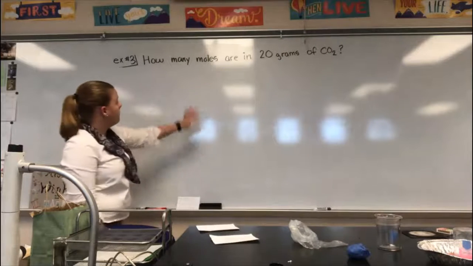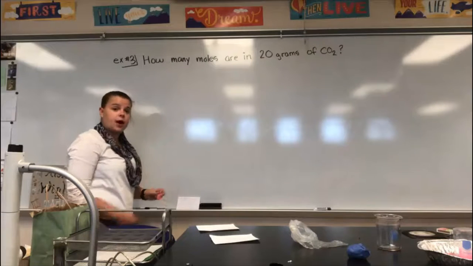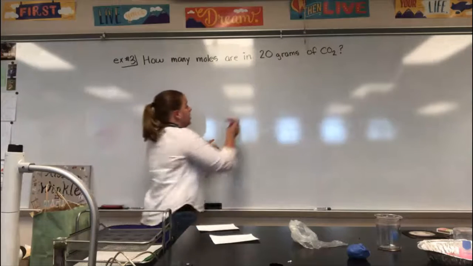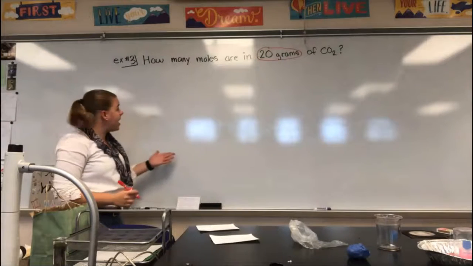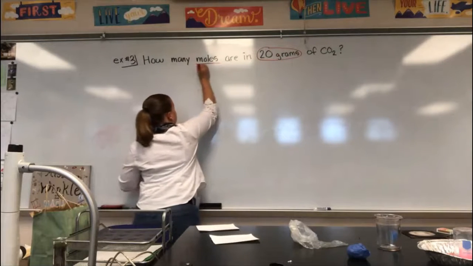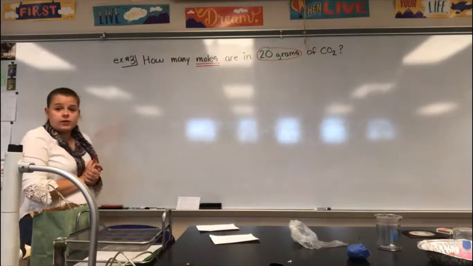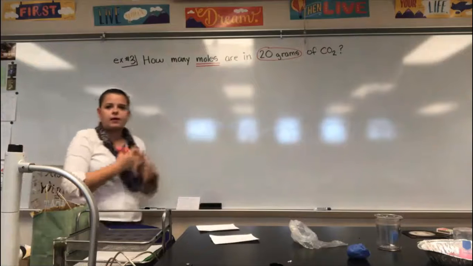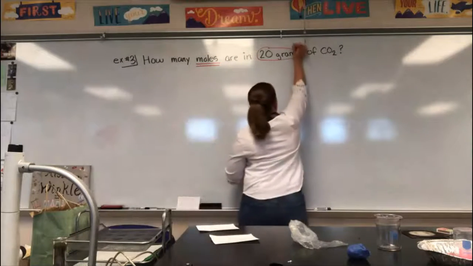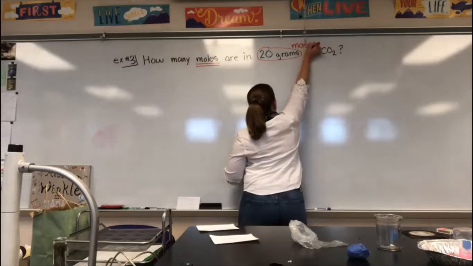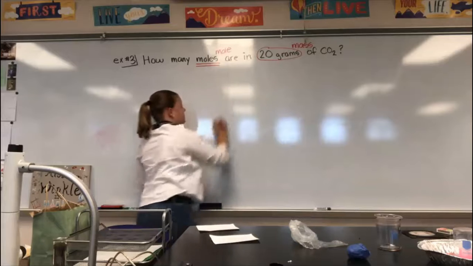So now we have how many moles are in 20 grams of CO2. With these types of problems, we got to figure out what we're given. We're given 20 grams, and what we need to find is our moles. We got to figure out what island we're starting at and what island we're ending at. Since we're given grams, we're starting at mass island, and since we need to find moles, we're ending in mole island.